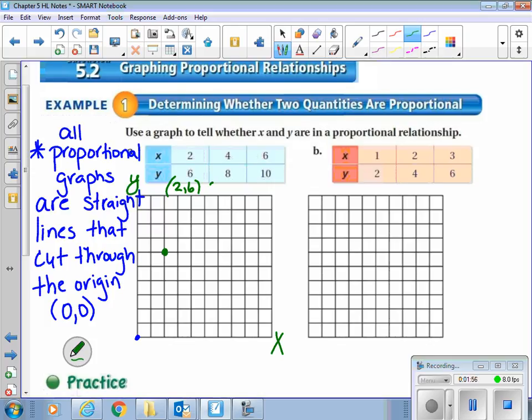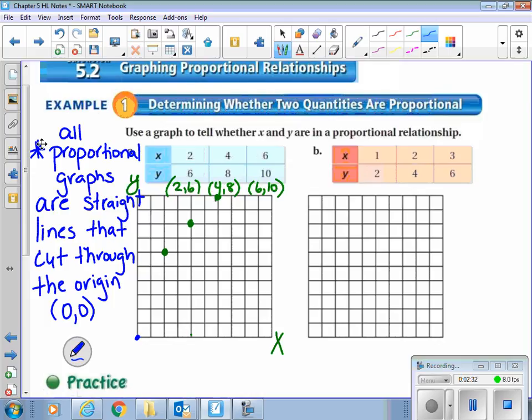My next ordered pair, 4, 8, my x and my y, I'm going to go back to my blue dot, and I'm going to go over 4 to the right, 1, 2, 3, 4, and up 8, 1, 2, 3, 4, 5, 6, 7, 8, takes me to here. And my last one, 6, 10, back to my blue dot, to my origin. I'm going to go right 6, and up 10, and I end up here at the top.